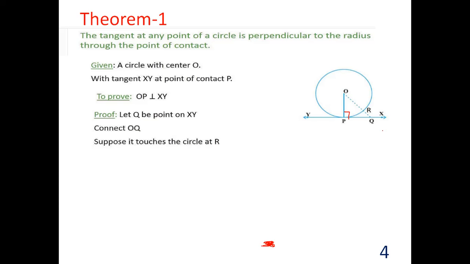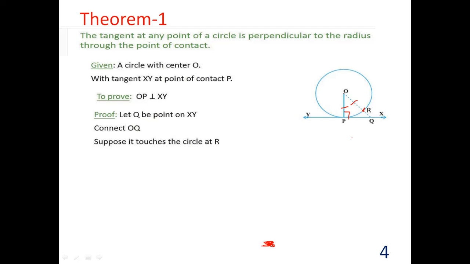Let us now take a point Q on XY and connect O and Q. OQ passes through the circle, of course, and the line segment OQ intersects the circle at R. That means OR is equal to the radius of the circle, is it not? That is the distance between any point on the circle and the center, therefore it is the radius. So OP and OR are equal. That means OQ is greater than OR. We can understand that.